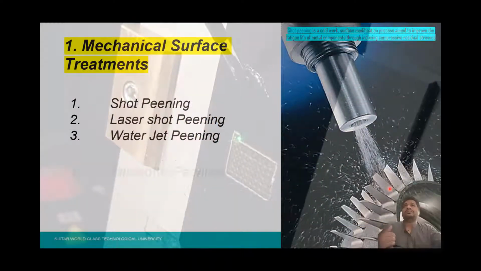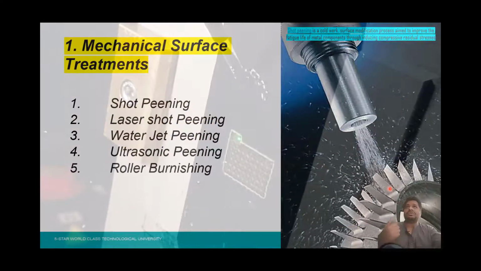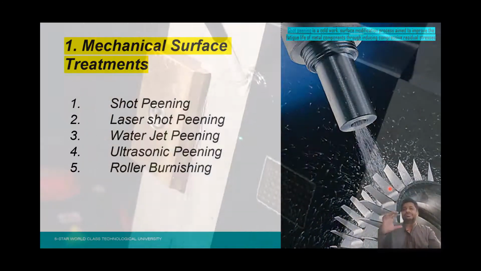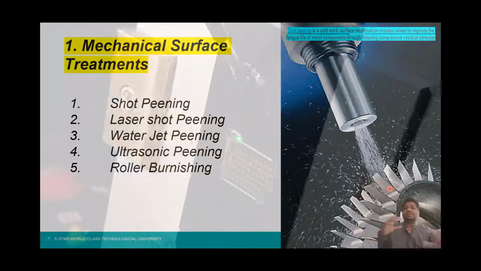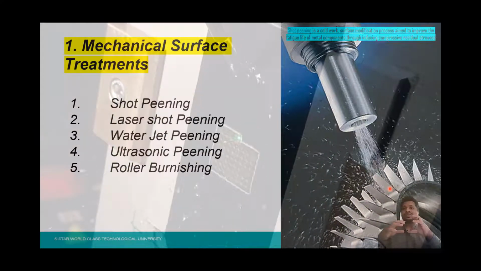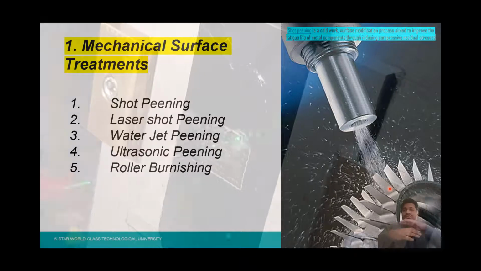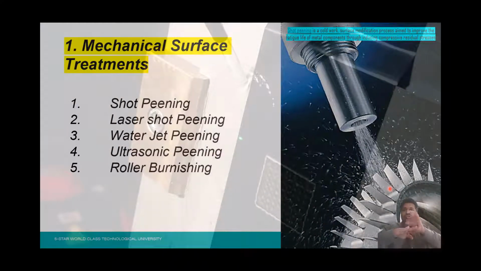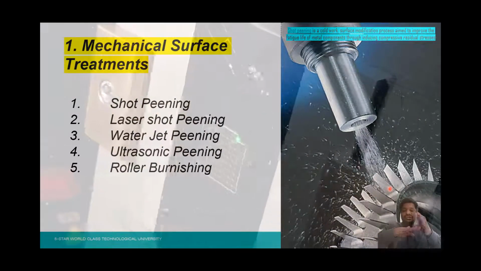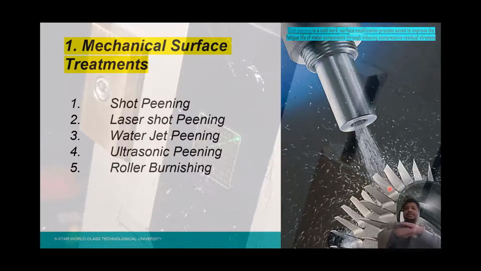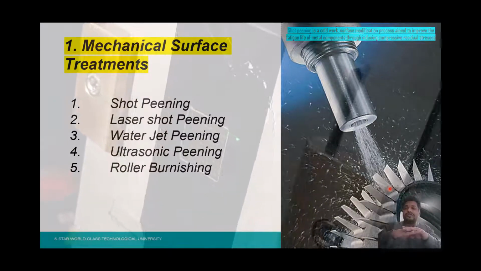Similarly, we have water jet peening, ultrasonic peening, and roller burnishing. In roller burnishing, you have rollers, and this is called surface rolling, and these surface rollers basically cold work the surface. Those highly polished rollers are going to make it very flat and cylindrical, and they're going to remove the imperfections or flaws in the surface.